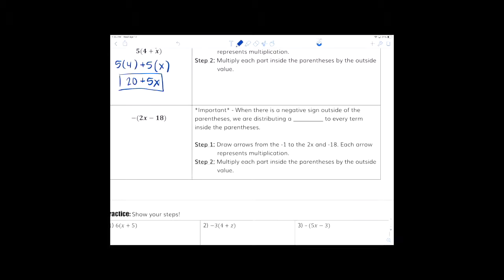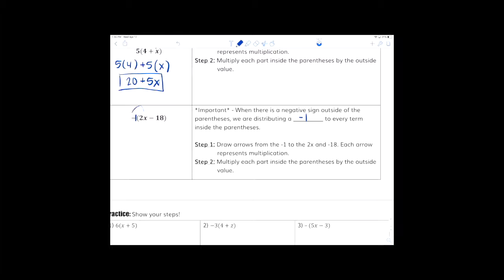Okay? So now we have a little special case here. If you notice, there's a negative sign in front of my parentheses. So when there's a negative sign outside of the parentheses, what number am I distributing? Does anybody know? -1. I'm distributing a -1 to every term inside my parentheses. Sure, you wrote it down. So if you need to, you can put a -1 right there to know that this is the number that we're distributing to the 2x and to the 18.